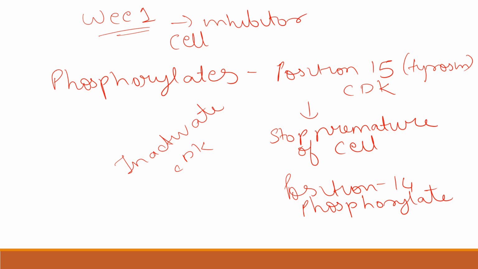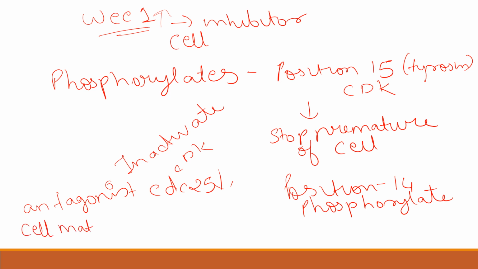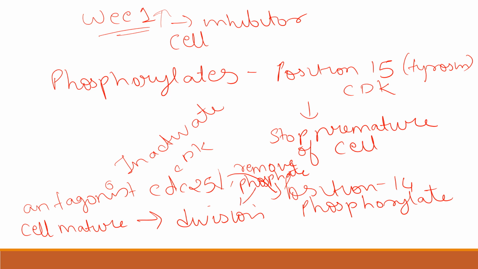Now an antagonist to this Wee1 is CDC25, means if the amount of Wee1 increases, this CDC25 would decrease. Now when a cell is complete and mature for division, then only this CDC25 would come and remove the phosphate, right? It would remove the phosphate group from both position 14 and 15, and that would ultimately lead to cell division.